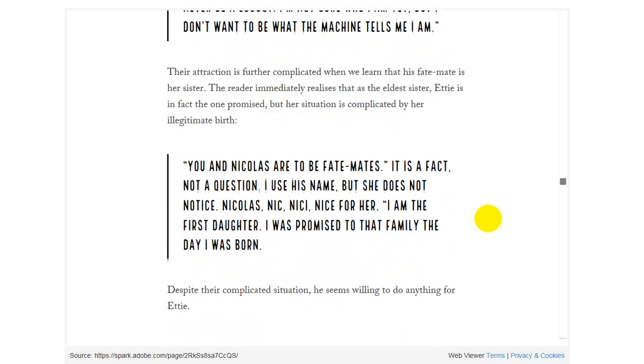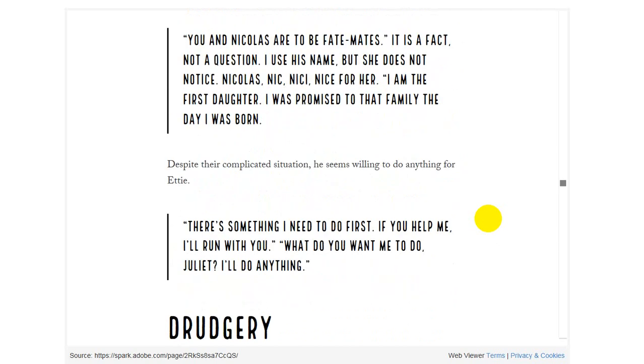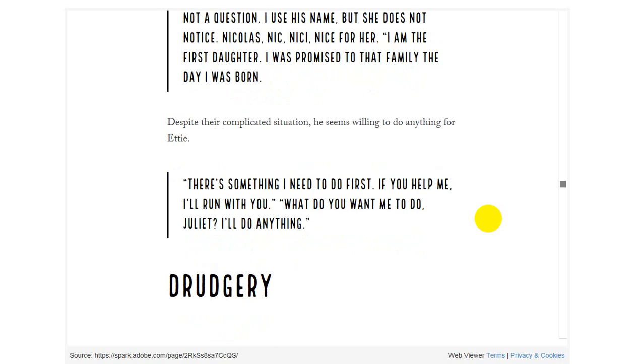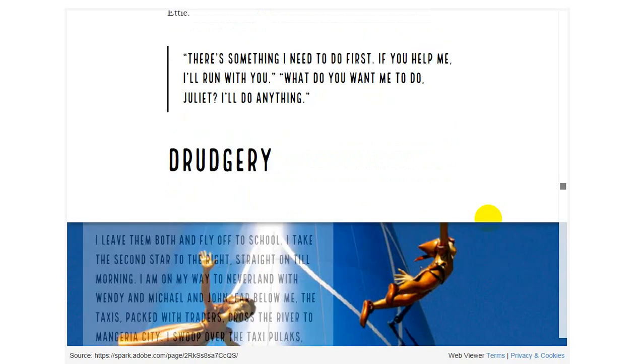So he's exactly like her. The situation is further complicated when we learn that he's actually been promised to Ety's half-sister Larissa, because she is the firstborn, and ironically, Ety's older than her, so perhaps she ought to really be considered mistress's firstborn, perhaps not master's though, obviously, because he's not her father. Despite their complicated situation, he seems willing to do anything for her.